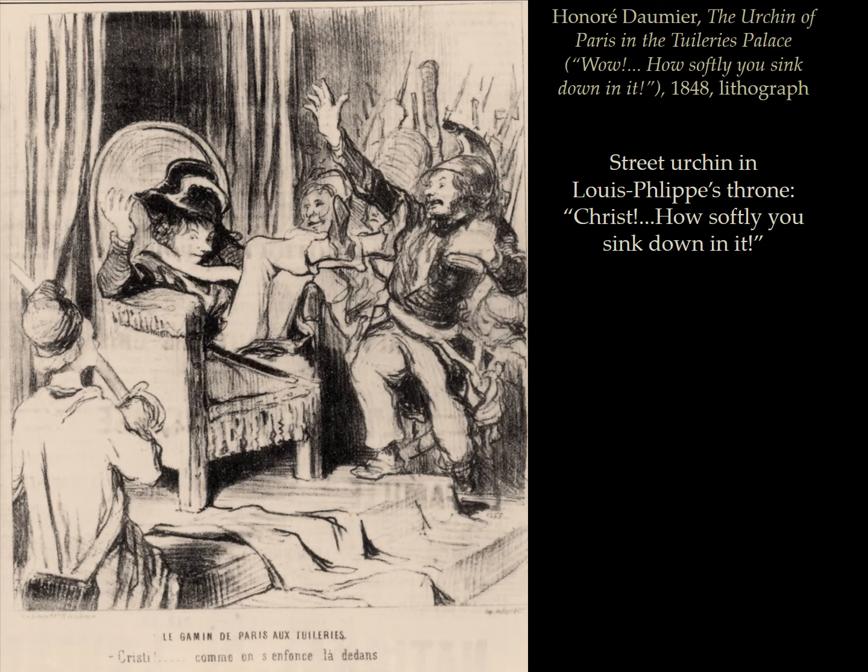Here we see Daumier, who's going to be satirizing the event with a street urchin in Louis Philippe's throne. And it says, "Christ, how softly you sink down in it," mocking the lower classes who now are going to be taking over for the citizen king, the monarch.